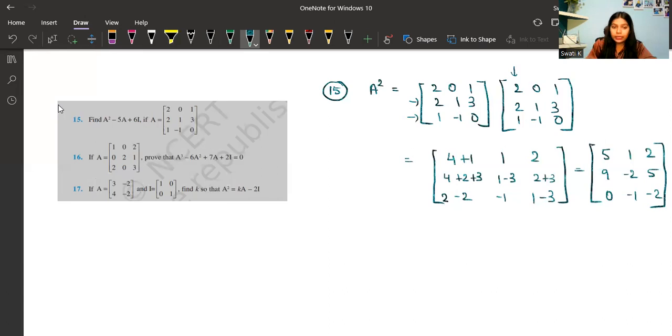But we need to find out A square minus 5A plus 6I. So let's write down the value of A square we have already here.